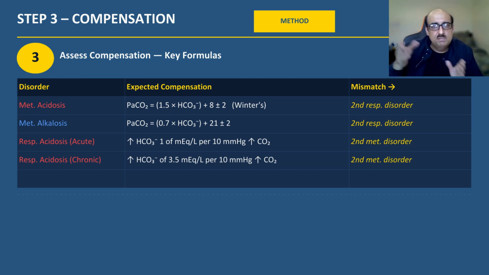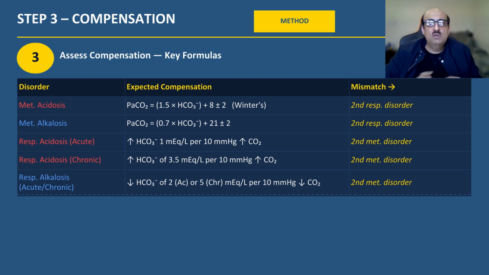However, if there's a mismatch, then you've got a secondary metabolic disorder in addition to the primary chronic respiratory acidosis, which means if the final bicarb number is higher than the expected number, then you can expect a metabolic alkalosis in addition to chronic respiratory acidosis. If the bicarb is lower, which means the buffer component is lower, hence there is acidosis, you can expect metabolic acidosis in addition to chronic respiratory acidosis. So remember the expected compensation and the mismatch.